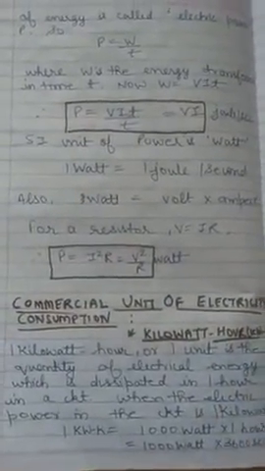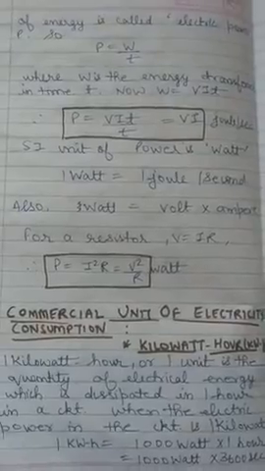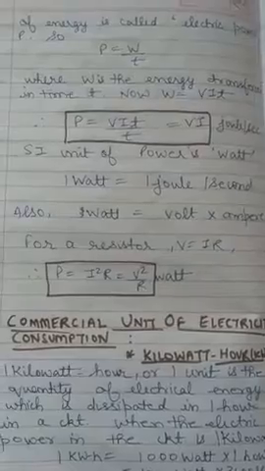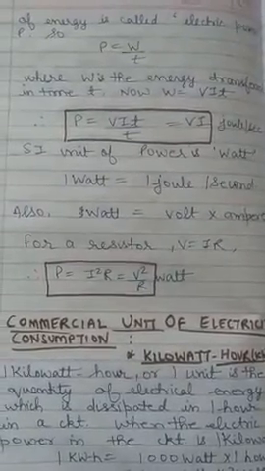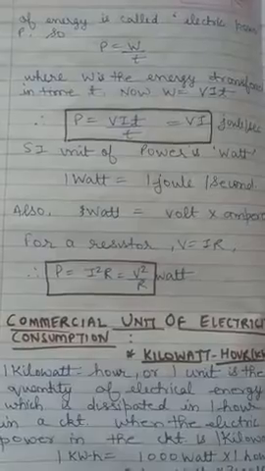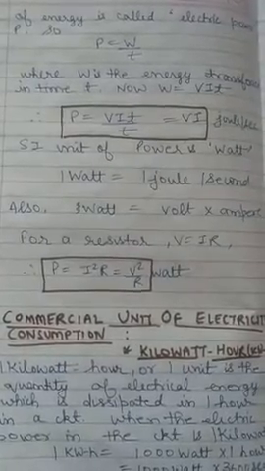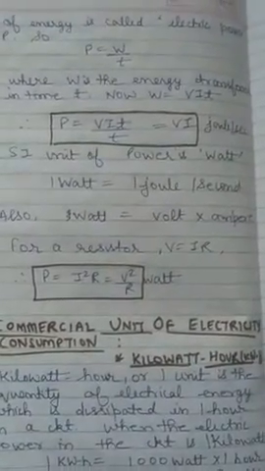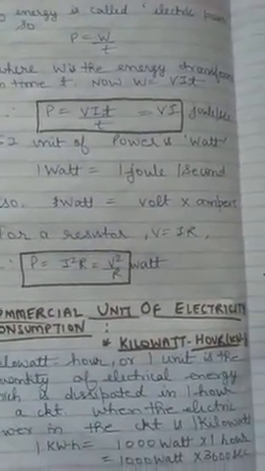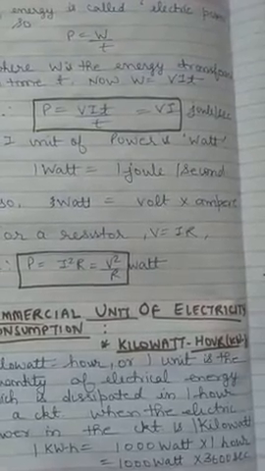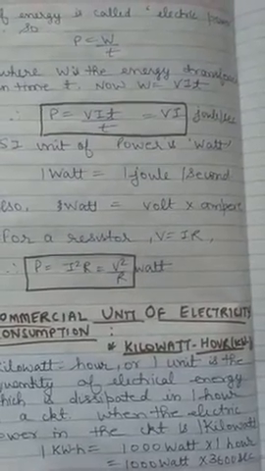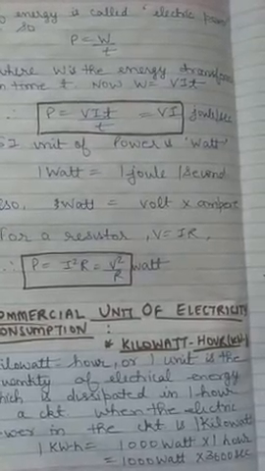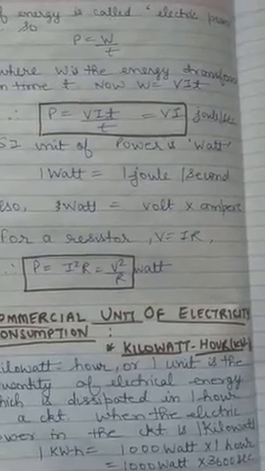Now the commercial unit of electricity consumption, again a known topic. You have studied in class 10th about the unit in which we pay the electricity bill. Generally we get the electricity bill in terms of units, like 50 units, 60 units. You measure the electricity consumption by your meter, which is kept outside our house, and we see how many units are consumed in a month, and then we multiply it with the cost of electricity per unit, and then we pay our electricity bill.